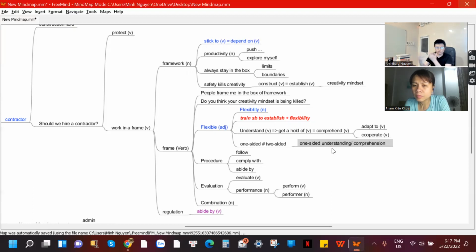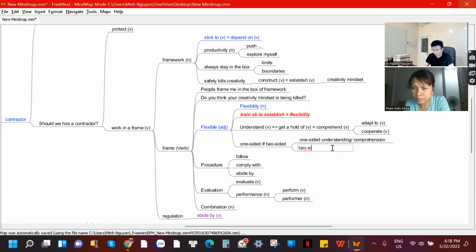It's like students study. Students will not feel brave enough to question the teachers back. So that is one-sided understanding. Whatever the teacher teaches, the student comprehends, but we don't know whether the student understands it in the right way or not. So that is one-sided comprehension.